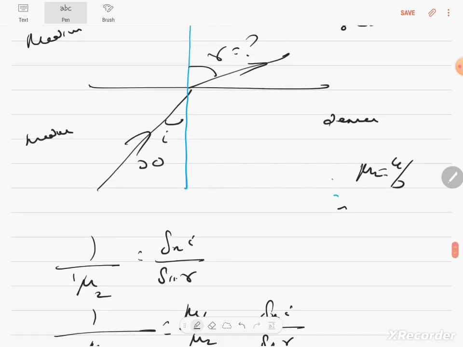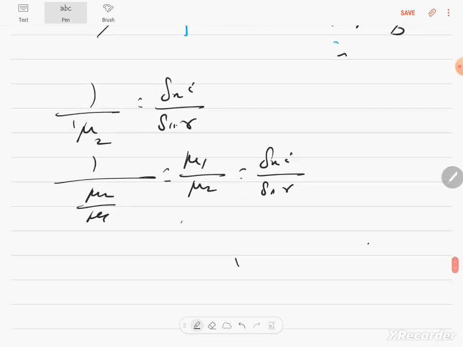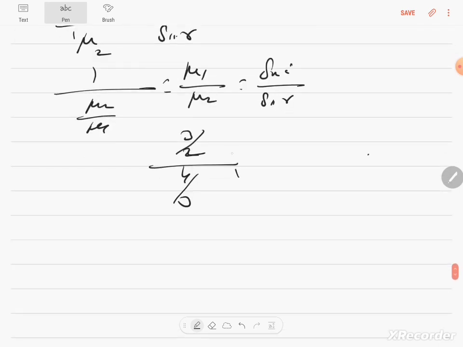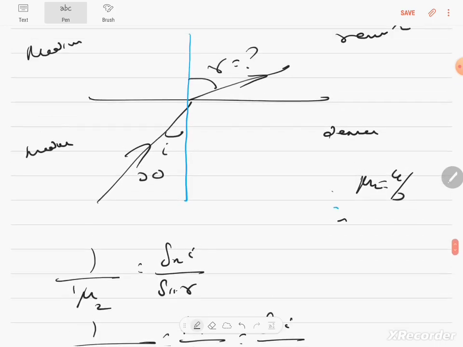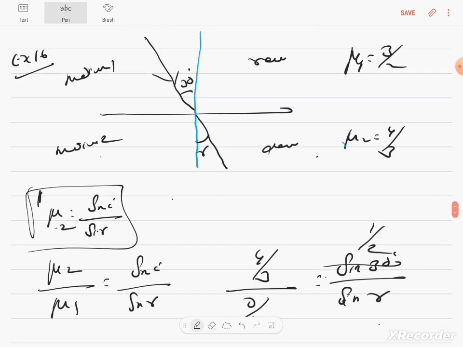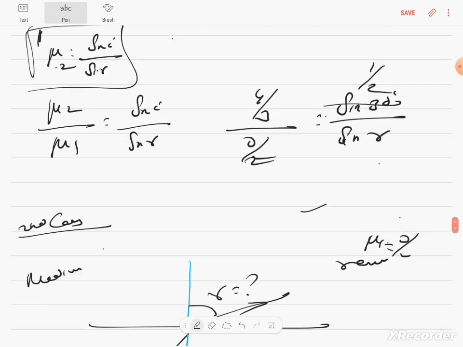What is mu 1? 3 by 2. What is mu 2? 4 by 3. Correct? Is equal to sin I, which is 30 degree, by sin r. And you know sin 30 is 1 by 2, just calculate and get the value of r. And in this case r will be much greater, whereas in the previous one r will be much lesser. You understood how to do it? Okay, so let's go to next question.